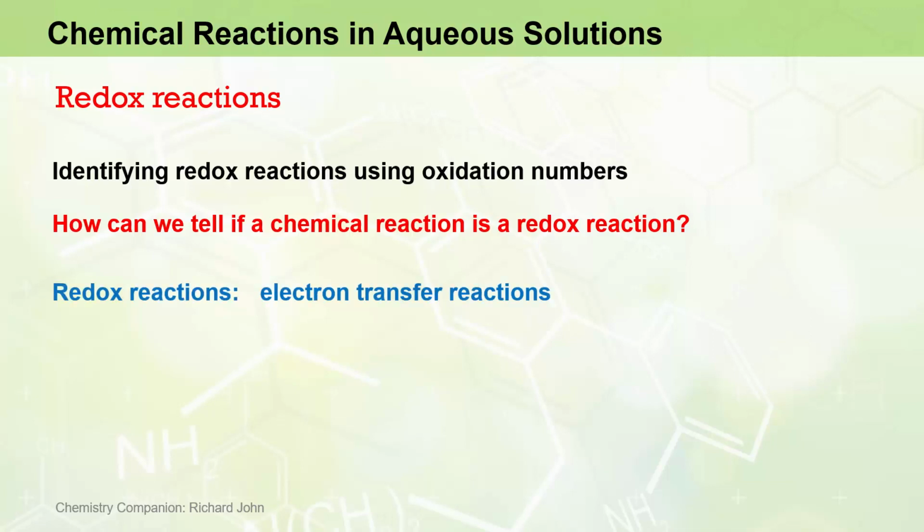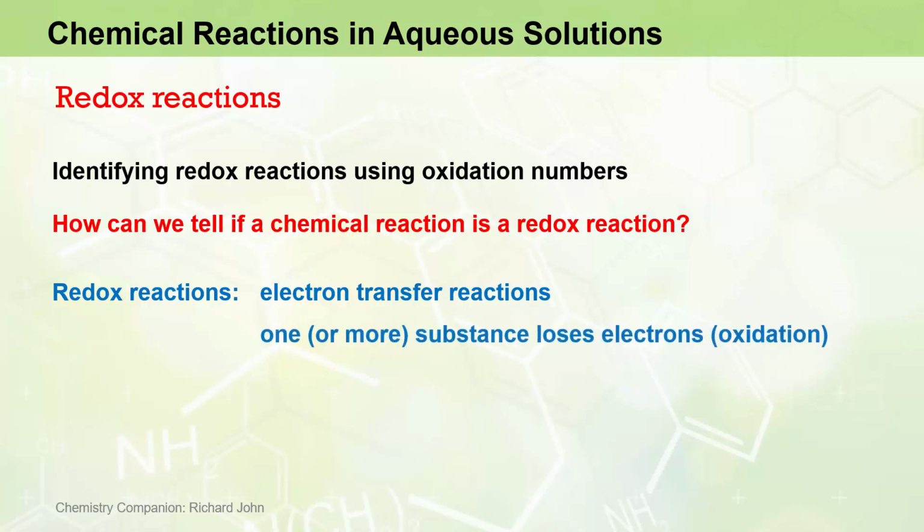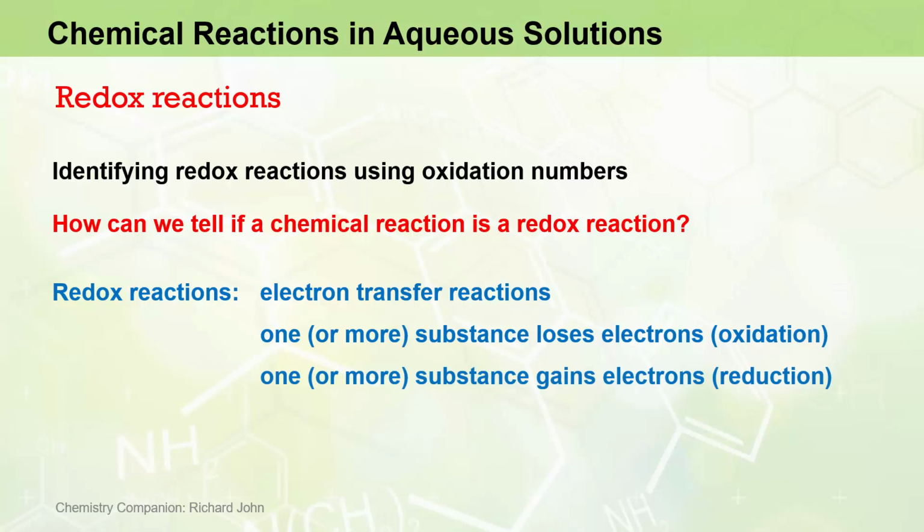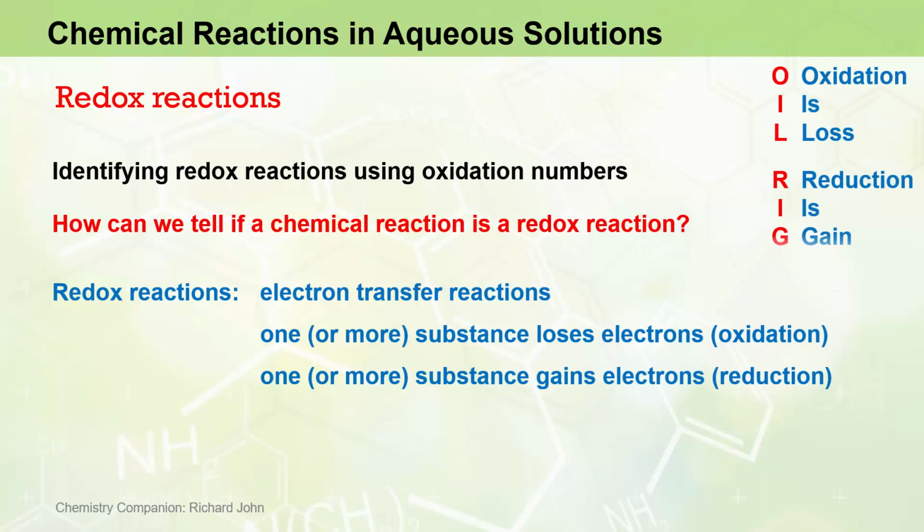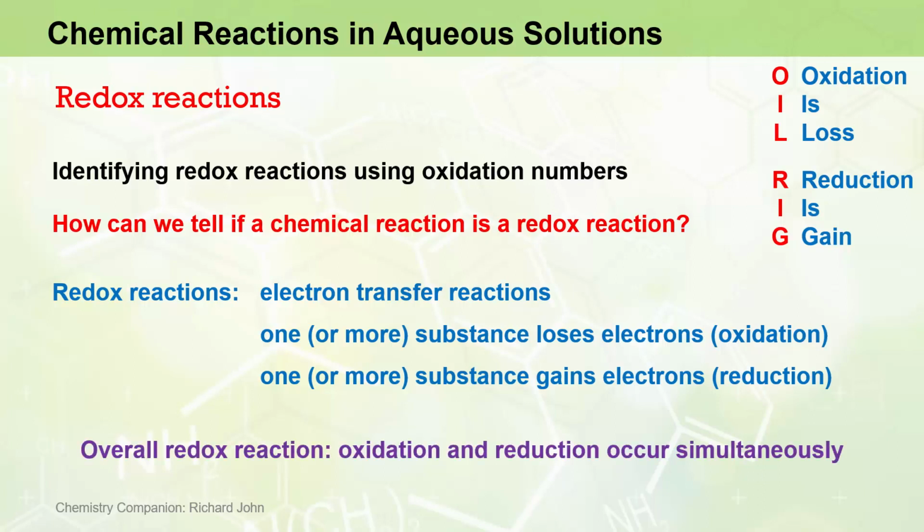Well, let's just remind ourselves what redox reactions are. They are chemical reactions that involve a transfer of electrons, where one or more substances loses electrons, and those electrons are picked up or gained by another substance or substances. And we will recall that we can use the OIL RIG mnemonic to remind us that loss of electrons is known as oxidation and gain of electrons is known as reduction. We can also recall that in an overall redox reaction, oxidation and reduction processes occur simultaneously. We can't have one without the other.